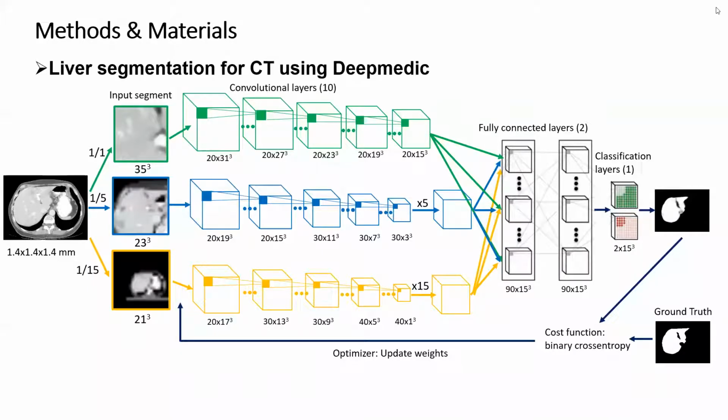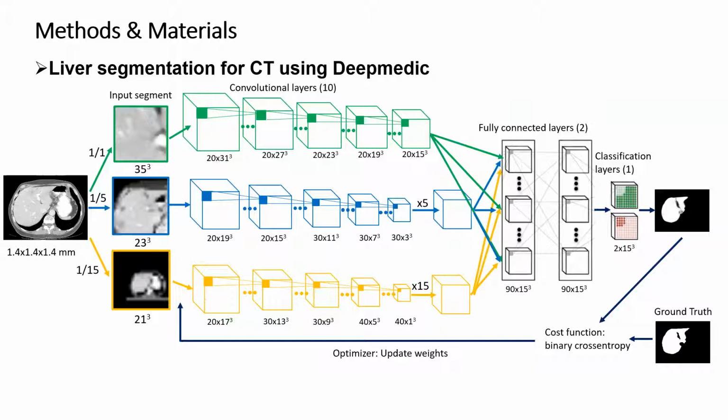Hello everyone. So here I'm going to show you one example of liver segmentation for CT using one structure from deep learning, which is called BigMedic, as is shown in this image. And then we're going to show how these segmentations apply to the clinical context.